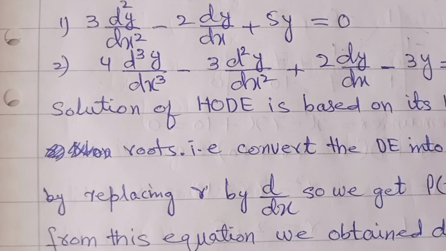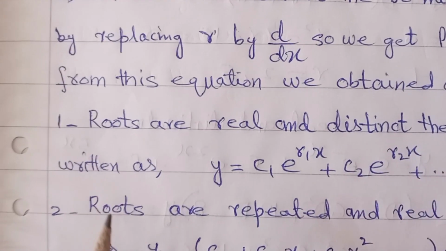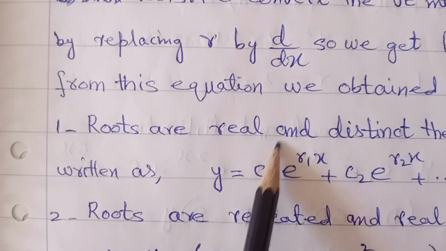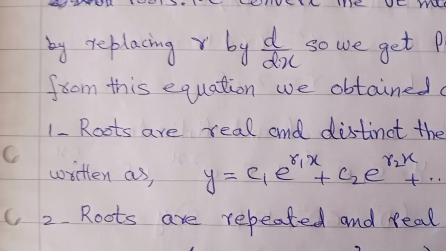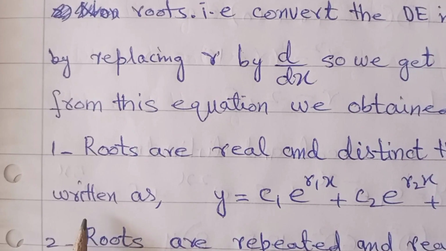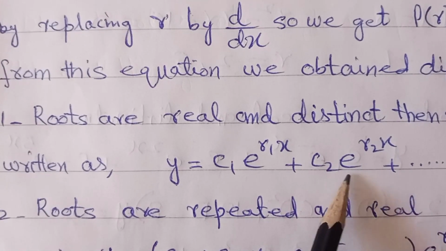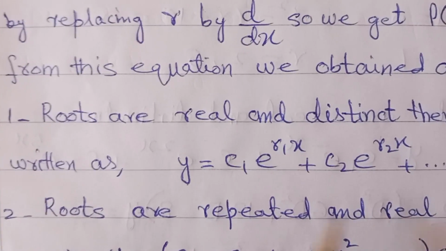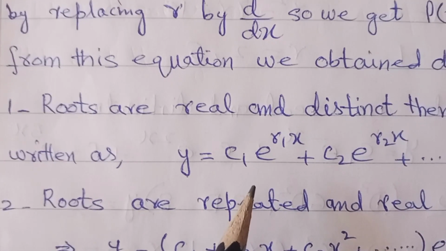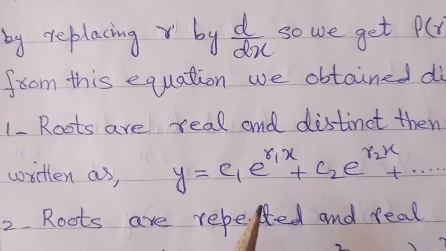And when you get the roots of the equation, there are various kinds of roots. The roots might be real and distinct. This is the very first case. If the roots of the equation are real and distinct, then the general solution of the equation becomes y is equal to c1 exponential r1x plus c2 exponential r2x and so on. It depends upon how many roots we are getting from the equation. If the equation is a second order differential equation, you will get two roots. If it is a third order differential equation, you will get three roots.